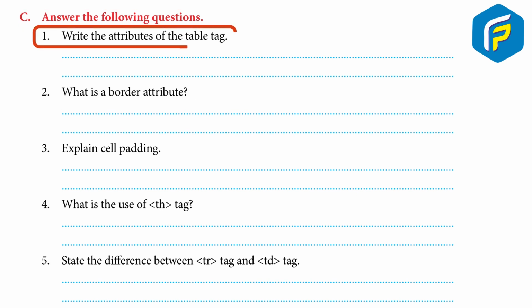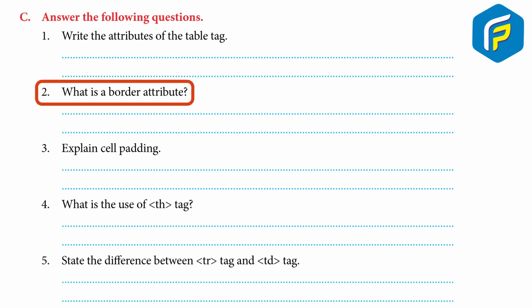C. Answer the following questions. 1. Write the attributes of the table tag. Answer: attributes of the table tag. 1. Border. 2. Height and width attribute. 3. Cell padding. 4. Colspan. 5. Rowspan. 2. What is a border attribute? Answer: a border can be specified using the table tag's border attribute. A number is required for the border attribute.